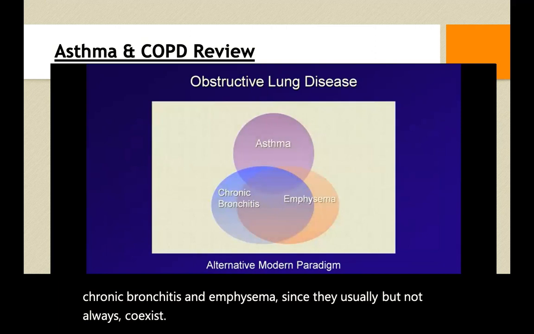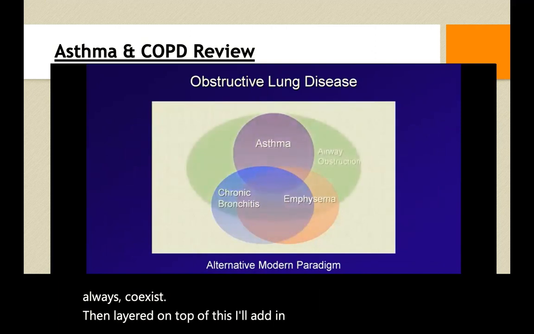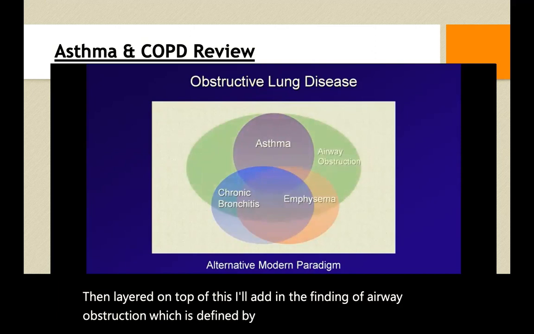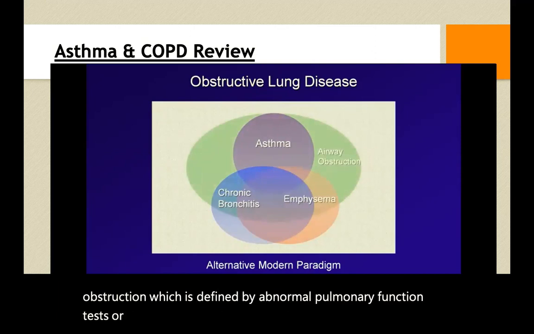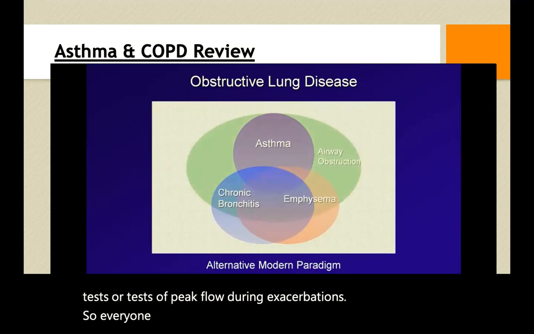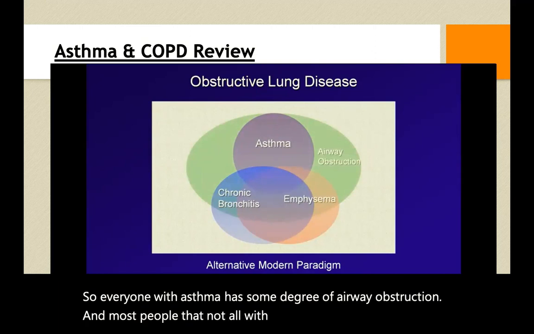Then layered on top of this, I'll add in the finding of airway obstruction, which is defined by abnormal pulmonary function tests or tests of peak flow during exacerbations. So everyone with asthma has some degree of airway obstruction, and most people, though not all, with either chronic bronchitis and/or emphysema also have airway obstruction.